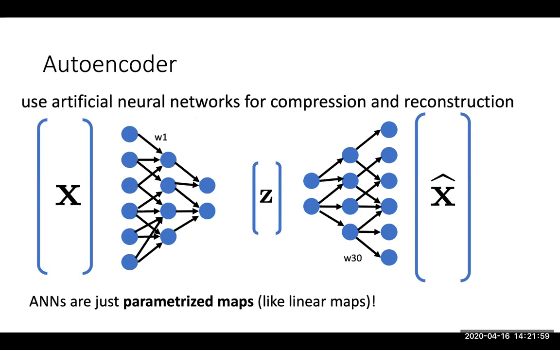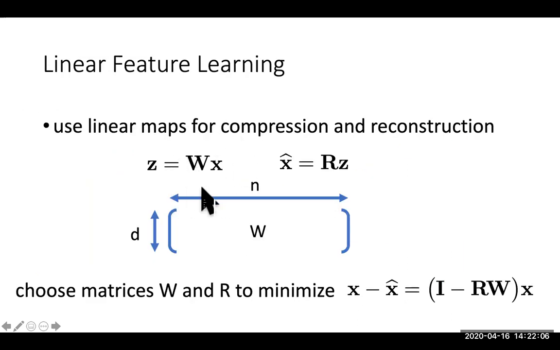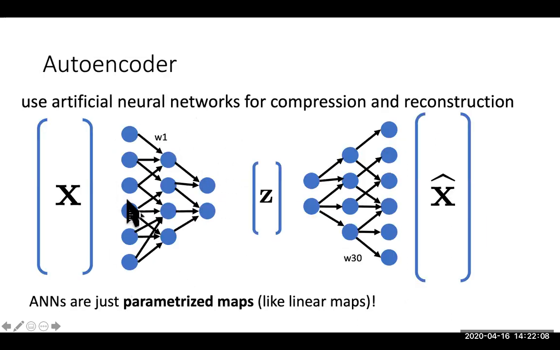So another class of feature learning methods is obtained by using nonlinear maps. So instead of linear maps, here we now allow for nonlinear maps. And a very powerful representation of nonlinear maps are artificial neural networks. And this is then called an autoencoder. So these autoencoders are feature learning methods which use artificial neural networks, or ANNs for short, to compress the long raw feature vector into a short compressed feature vector C.